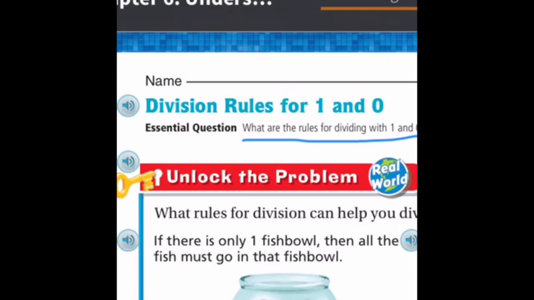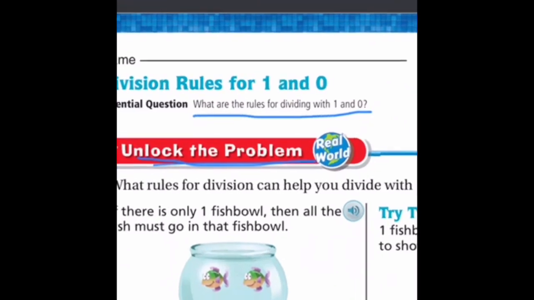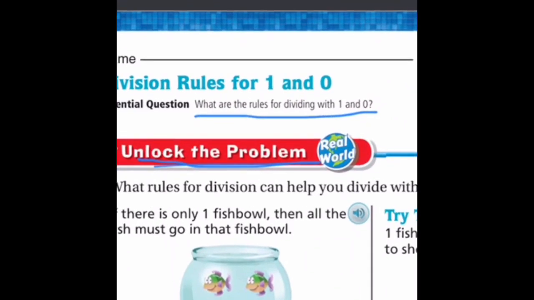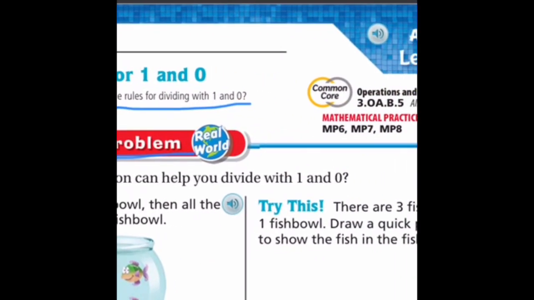And also multiplying times 0 always leaves you with 0. For example, 12,376,000 times 0 equals 0. 4 times 0 equals 0. And now we're on division rules for 1 and 0. So let's look at unlock the problem here. What rules for division can help you divide with 1 and 0?